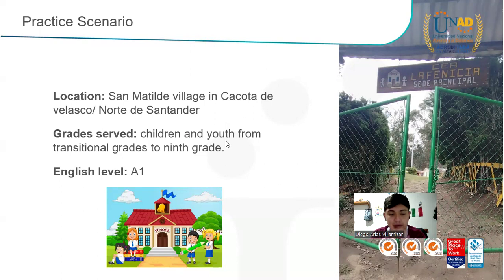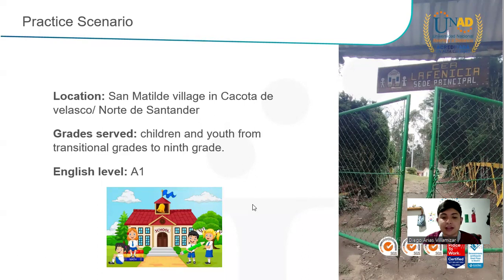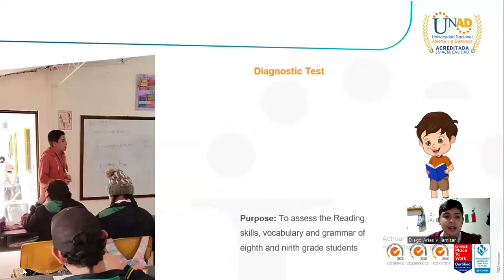The students are children and young people from transitional grades to ninth grade. Okay, this school manages kindergarten to ninth grade. If you see, this is the sixth and seventh grade classroom. And next to it we have the classroom of ninth and eighth grade, right? Okay, next slide.